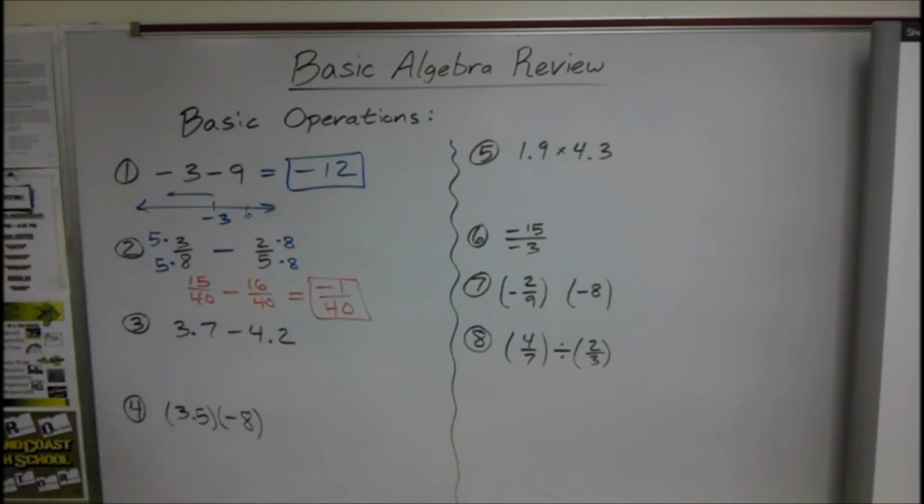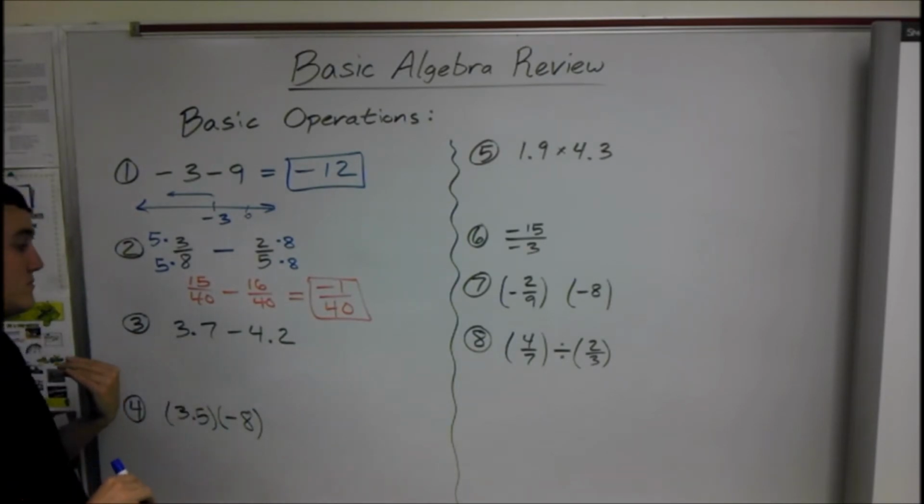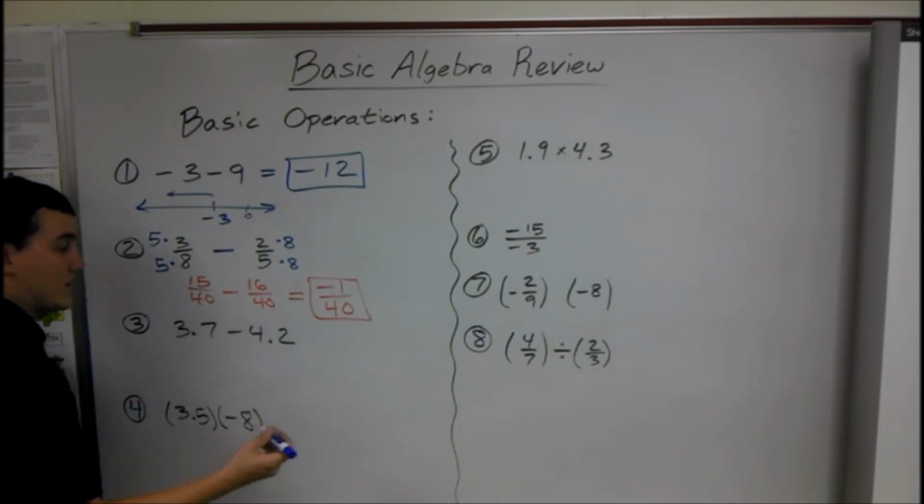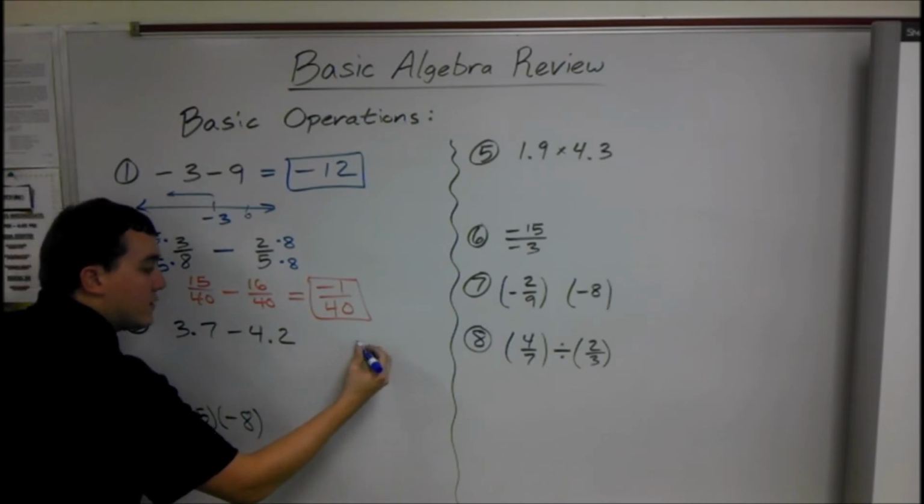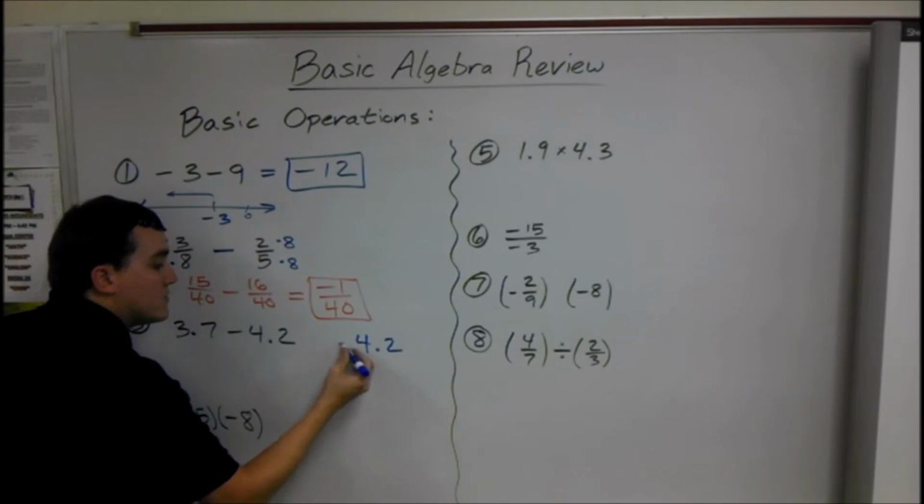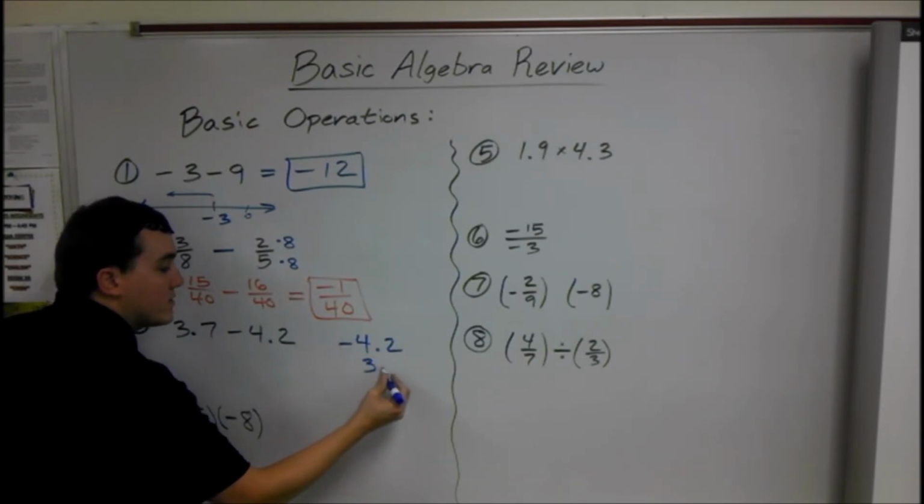You could just think of the distance between the numbers, which is not a lot here. But if you don't know how to do it, it's best just to subtract them like you usually would. Now we have 4.2 minus, and that's negative 3.7.